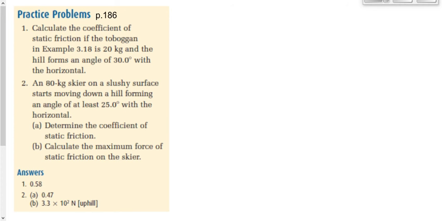Let's take a look at our homework from page 186 that we had last night, starting with question number 1. We want to find the coefficient of static friction if there's a toboggan in example 3.18 that's 20 kilograms, forms an angle 30 degrees with the horizontal. So here's our hill, here's our toboggan. I'm just going to draw it as a box because it's easier. The angle from the horizontal is 30 degrees.